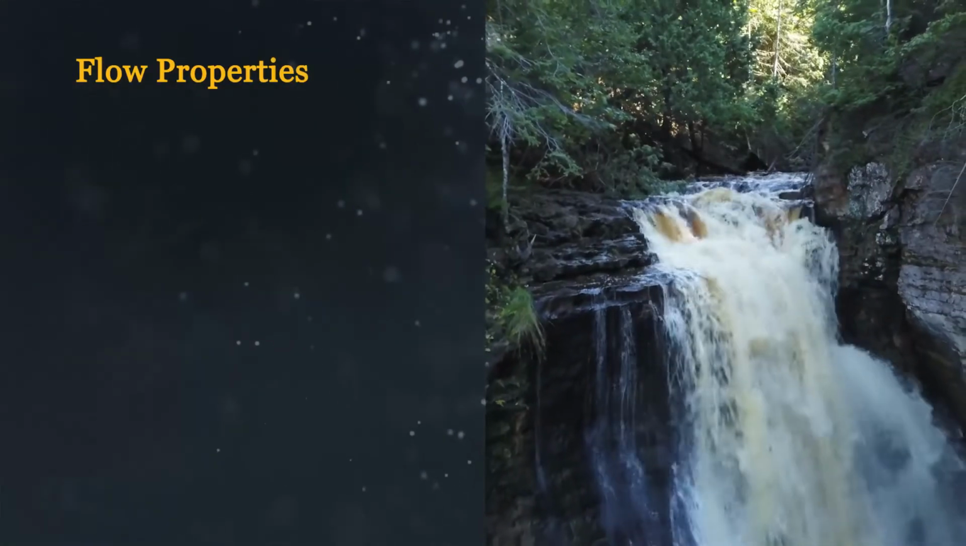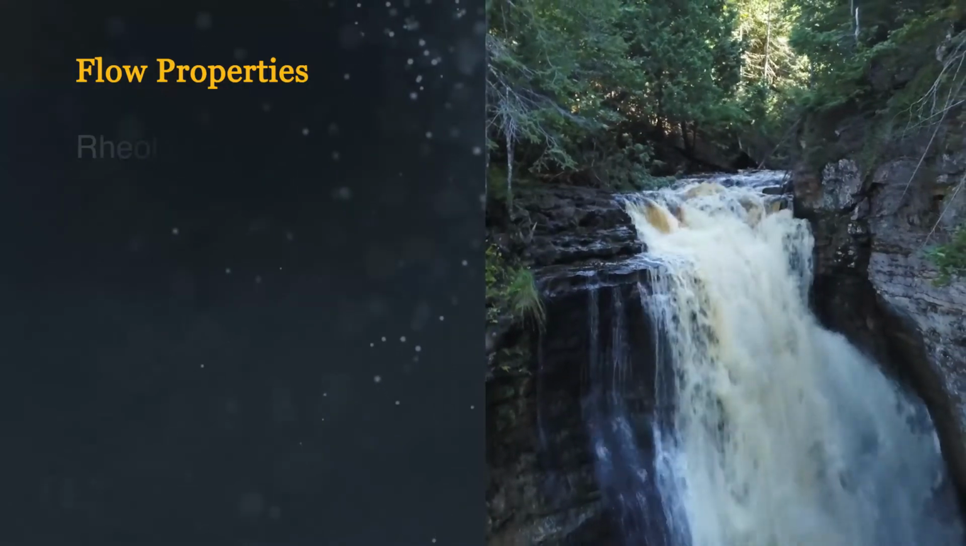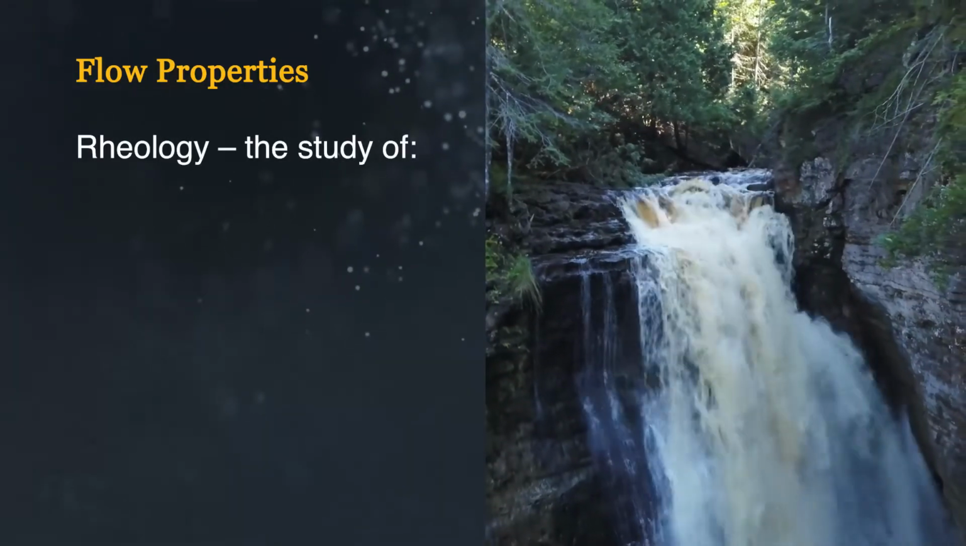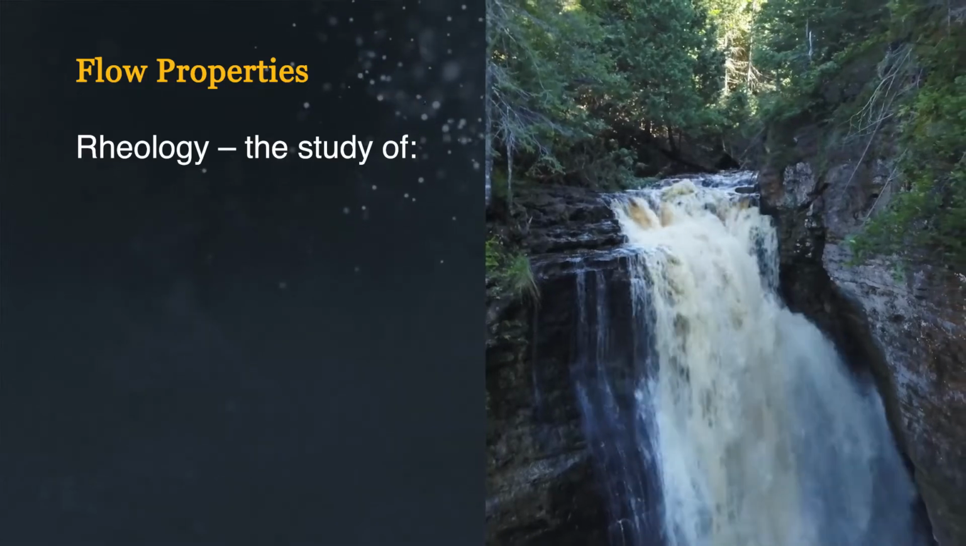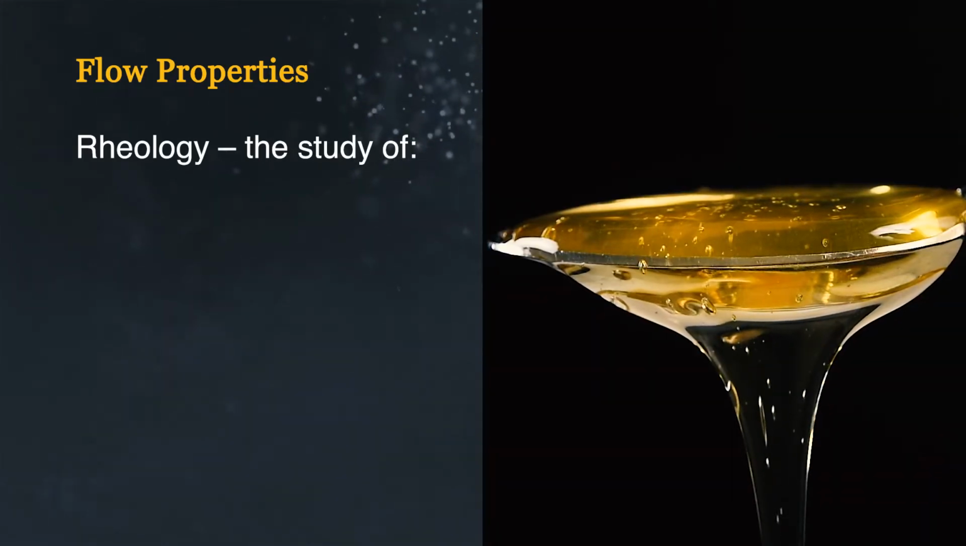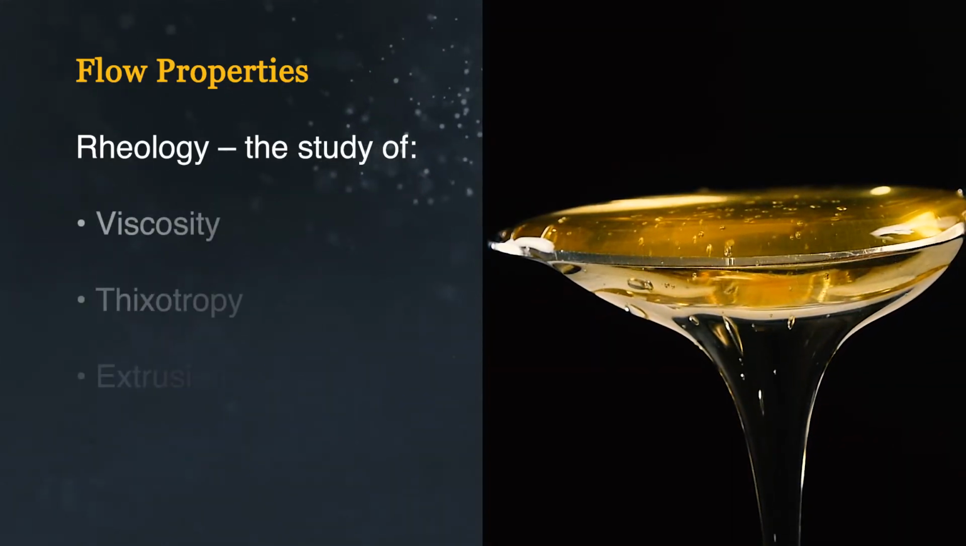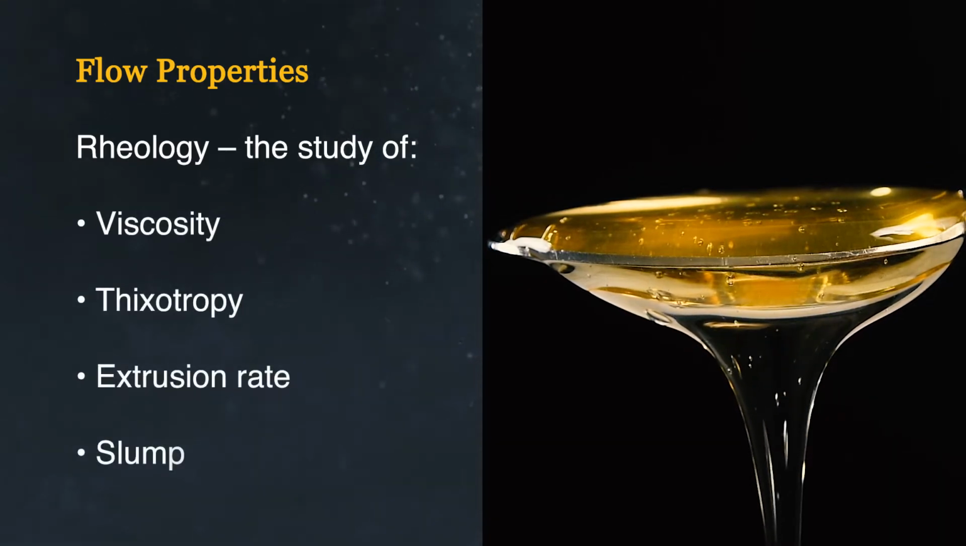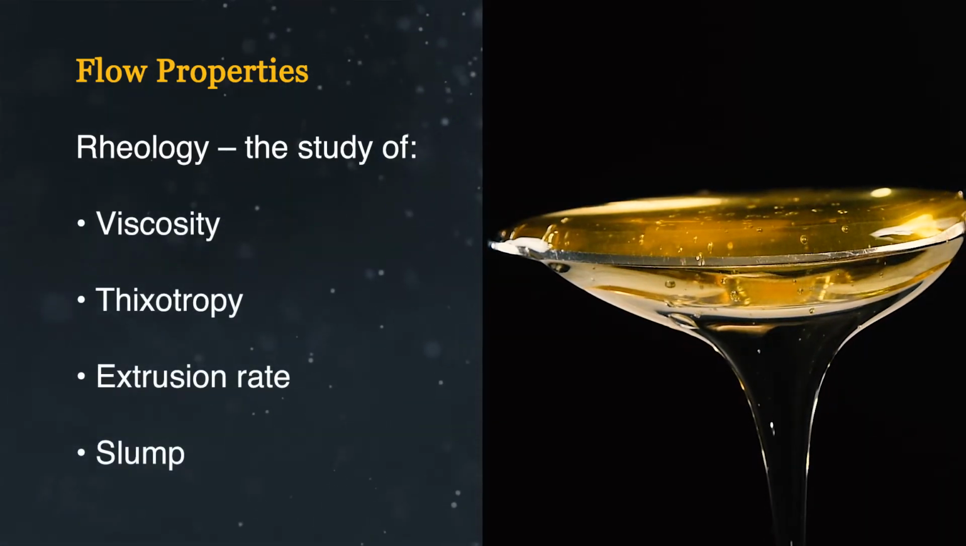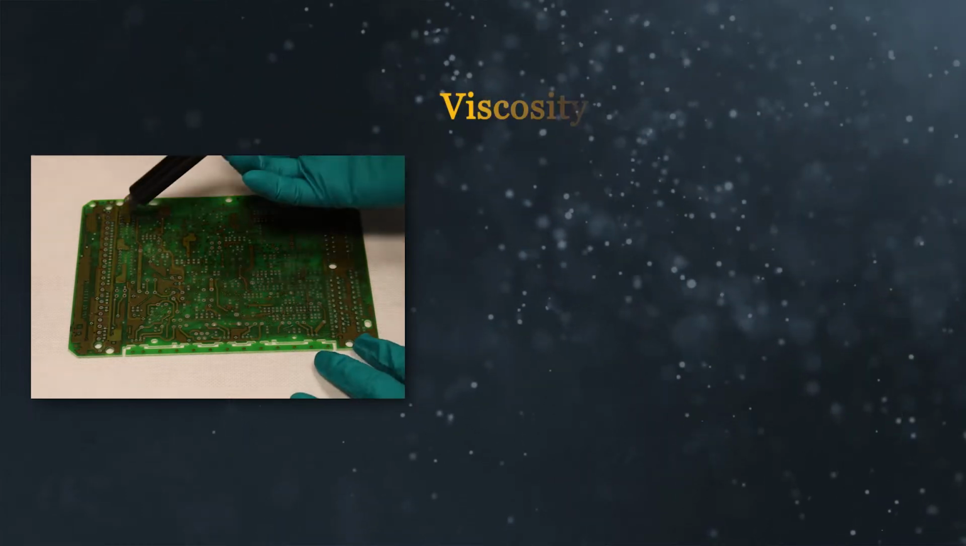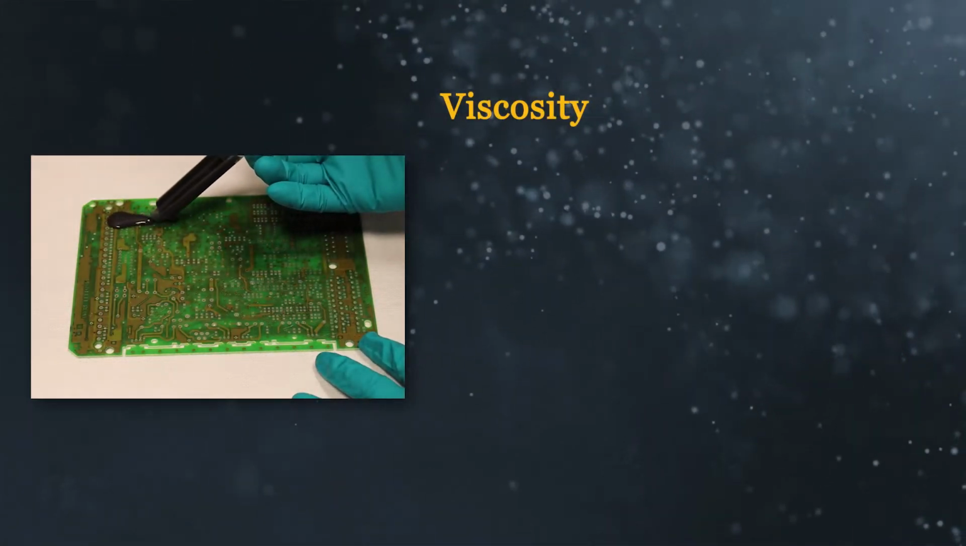Flowability is a property always asked for. It is a subset of the science of rheology, which is the study of how materials flow and deform. Commonly measured properties include viscosity, thixotropy, extrusion rate, and slump, but there are many others. The first property we will discuss is viscosity.